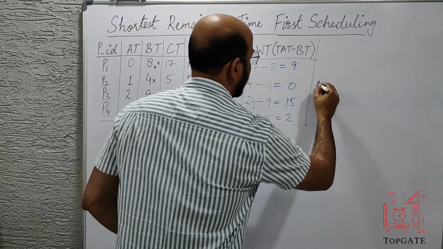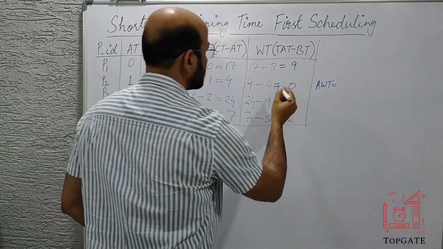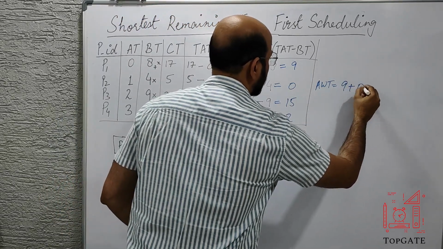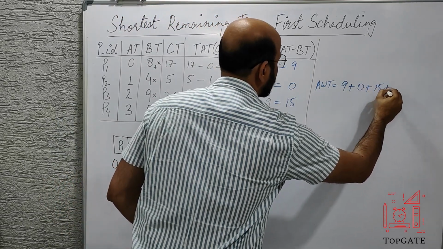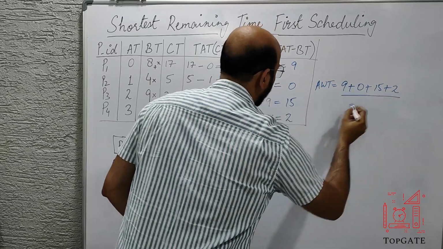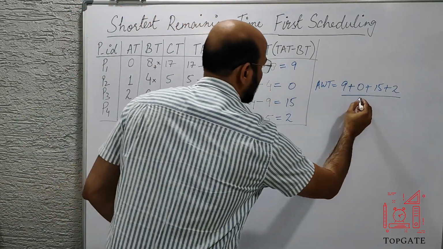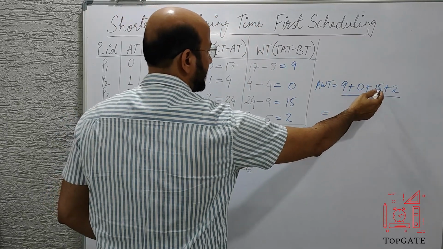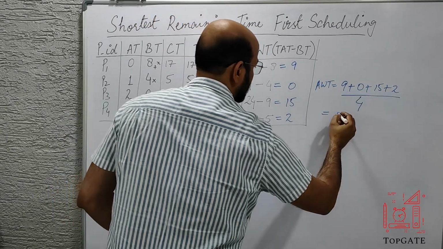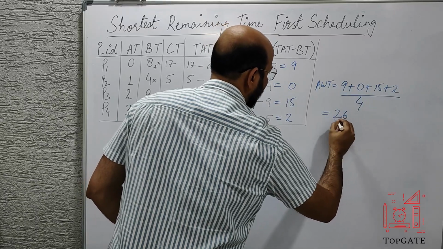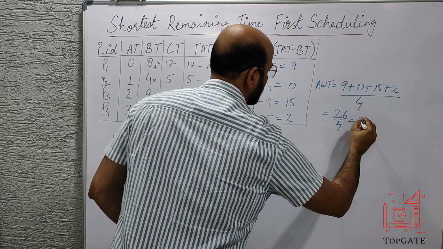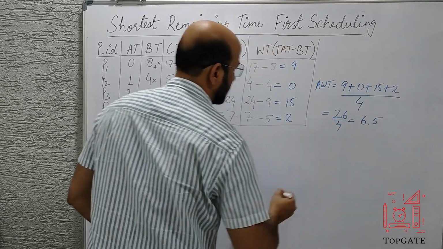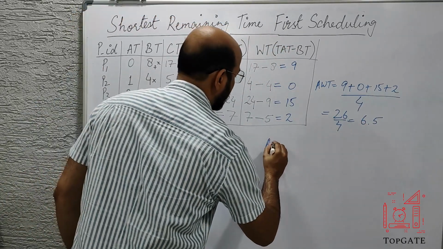So the average waiting time will be 9, 0, 15, 2. So 9 plus 0 plus 15 plus 2 divided by, we have 4 processes. So I'll put 4 here. Clear? So 9 plus 0 is 9, plus 15 that will give you 24, plus 2, that is 26. 26 by 4, that will give you 6.5.